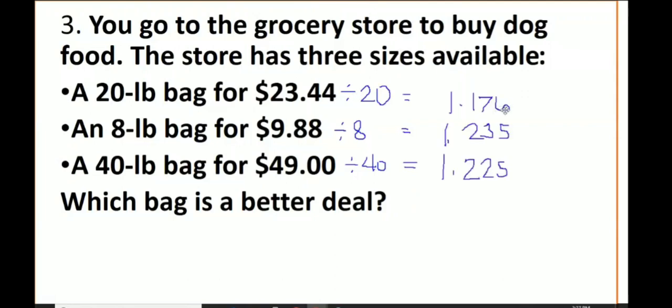After dividing, we got these values. The first one results to 1.176. The second one is 1.235 and the third is 1.225. So if we analyze that, the first one is the smallest amount. That means this is the cheaper, the better deal, $1.176 per pound. So this is the answer, the 20-pound bag.